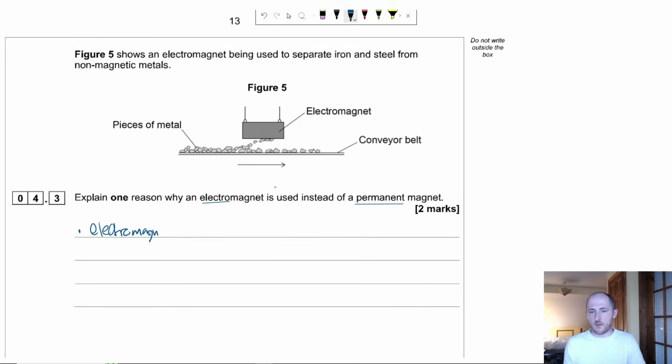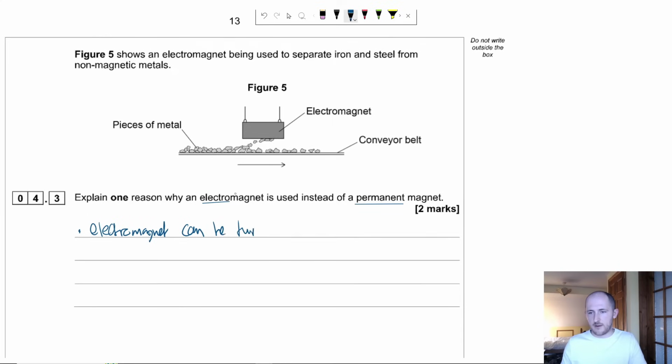And again, if you didn't know anything about science, you could deduce this, right? Why would they call one of them a permanent magnet and one of them an electromagnet? Well, the electromagnet must not be permanent, right? There's no point in calling it permanent if the other one is also permanent. So one of them must be able to be switched off and it must be the electromagnet, okay? So again, no science really involved. So electromagnet can be turned off.